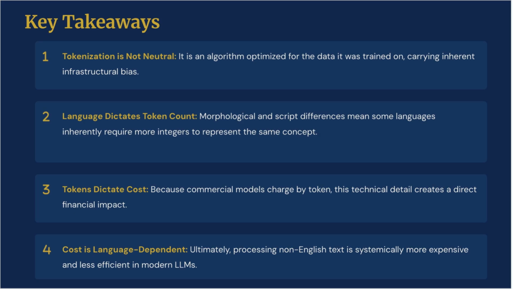Finally, cost is language dependent. Putting it all together, we see that cost is not uniform across languages. Non-English and underrepresented languages are often both more expensive and less efficient to process. This is not just a coincidence, but a structural consequence of how tokenization and pricing models are designed. And this is why the paper argues that solving this problem requires rethinking tokenization strategies and pricing policies at a system level, not just improving the models.